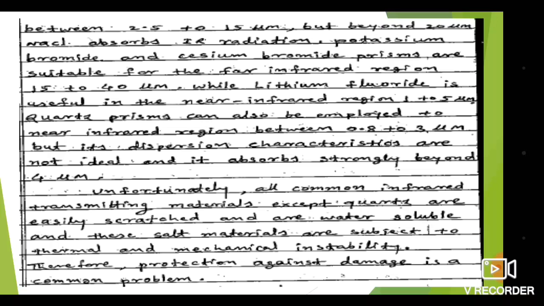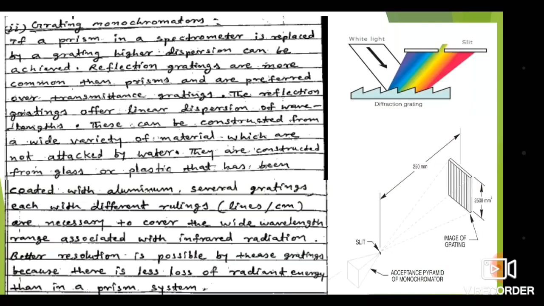This is the most important problem regarding the alkali halides, because they are soluble in water and also thermally unstable. The thermal and mechanical instability of the alkali halides makes a problem in making the monochromator. Quartz, however, is not soluble in water and is thermally stable. So the next type of monochromator is the grating monochromator.